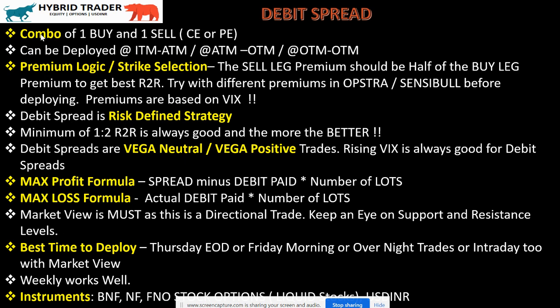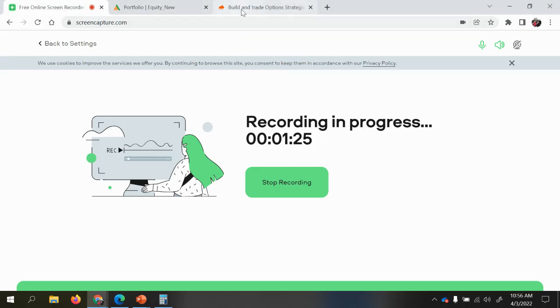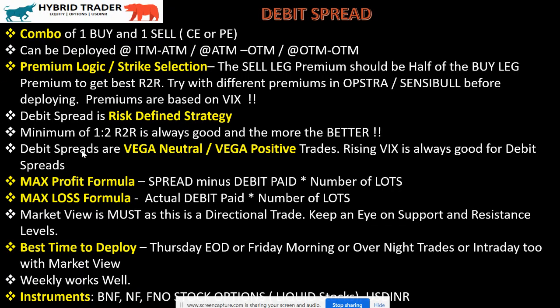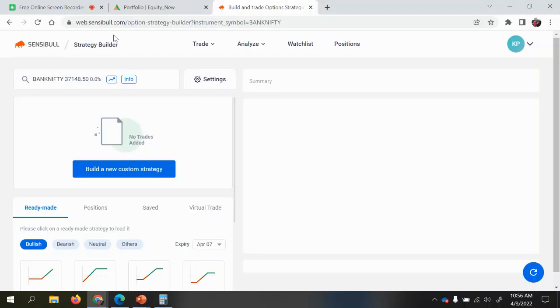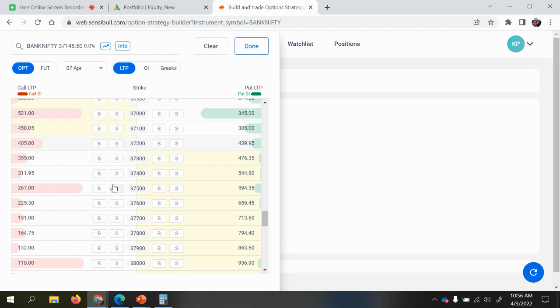a debit spread is basically a combo of one buy and one sell. Let me take you to the platform. I'll be showing you today with Bank Nifty. When I say a debit spread is a combination of one buy and one sell, let me show you. This is Bank Nifty, which stands at 37,148. Let me deploy a plain debit spread.